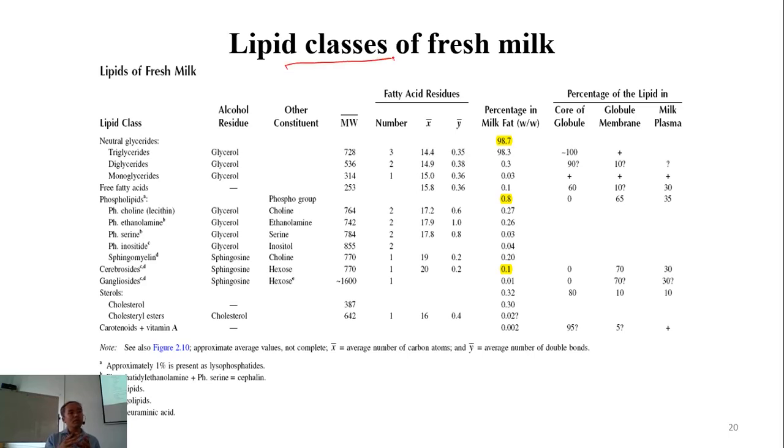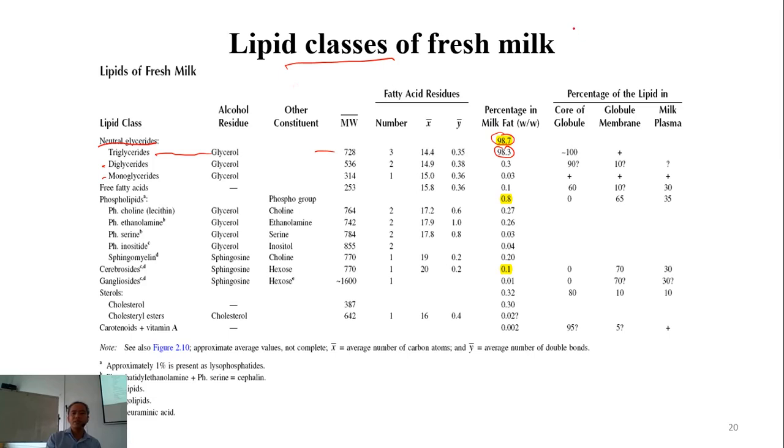What are groups of lipids in milk? What do we have? Neutral glycerides, neutral lipids, 98.7%, in which triglyceride occupy 98.3 already. And then we have a little amount of diglyceride and monoglyceride.